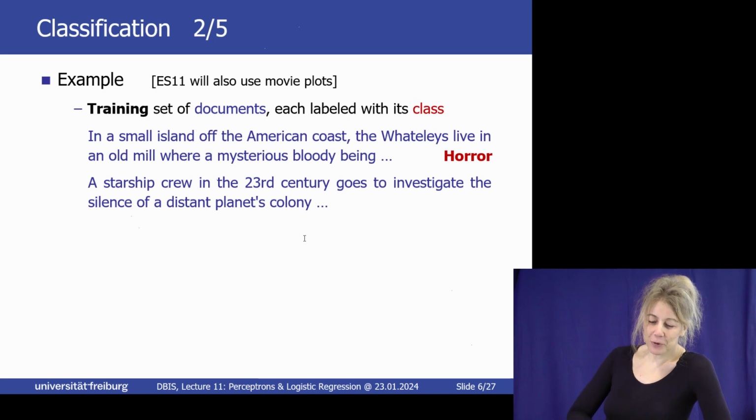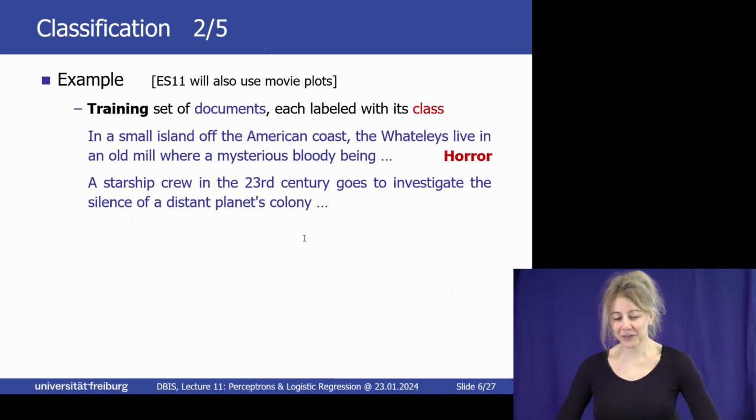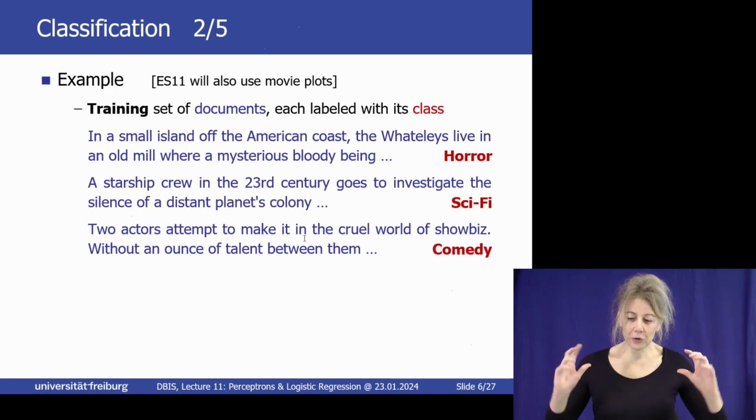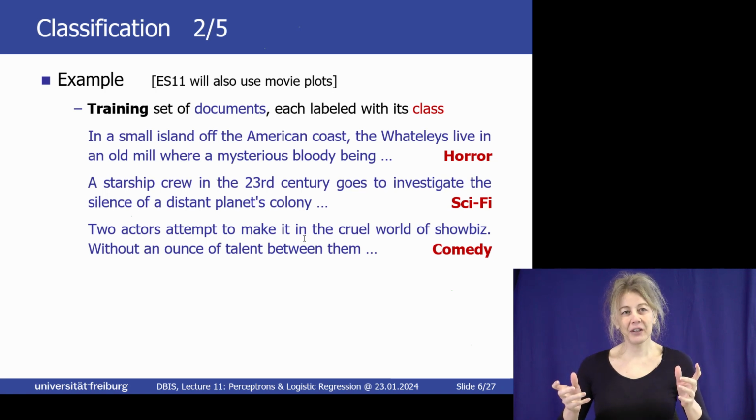A starship crew in the 23rd century goes to investigate the silence of a distant planet's colony. Science fiction. Two actors attempt to make it in the cruel world of showbiz without an ounce of talent between them. Comedy. So, let's assume you get a lot of movie plots like this and their correct label. And now you're supposed to learn just from the text what's the correct label. That's what classification is about.